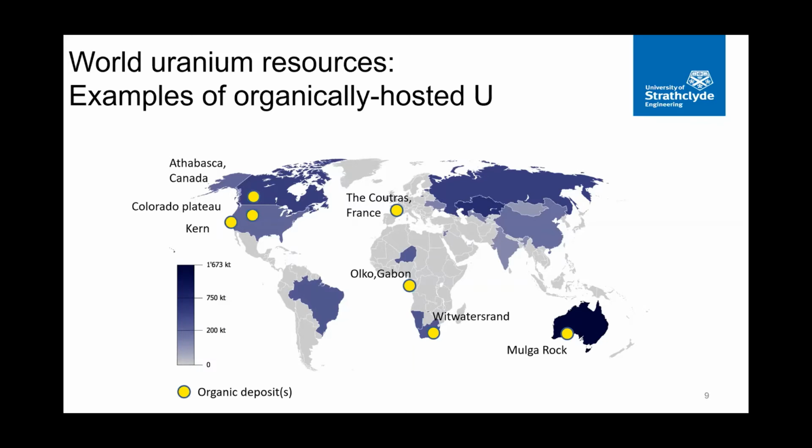The deposit that I'm concerned with today and worked on a lot when I was in Australia is the Mulga Rock deposit in Western Australia, which is sedimentary organic. Now, on the surface, it's not much to look at because it's dry desert, but once that would have been a wetland with water draining from the northern mountains.